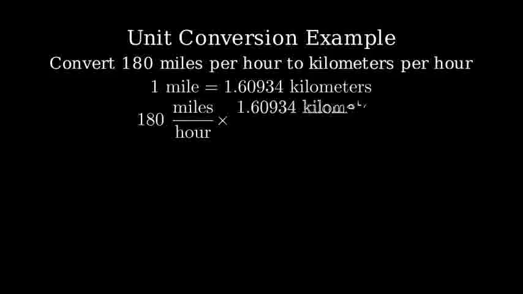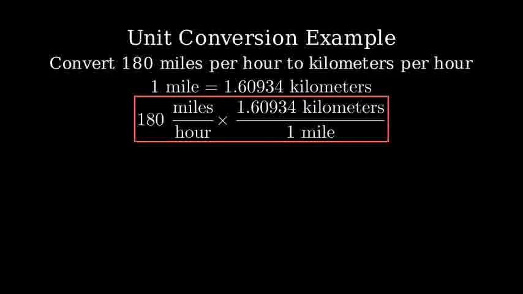We'll start with 180 miles per hour and multiply it by our conversion factor written as a fraction. We write the conversion factor as 1.60934 kilometers over 1 mile. This way, the units of miles will cancel out. Now, let's look at what we have.